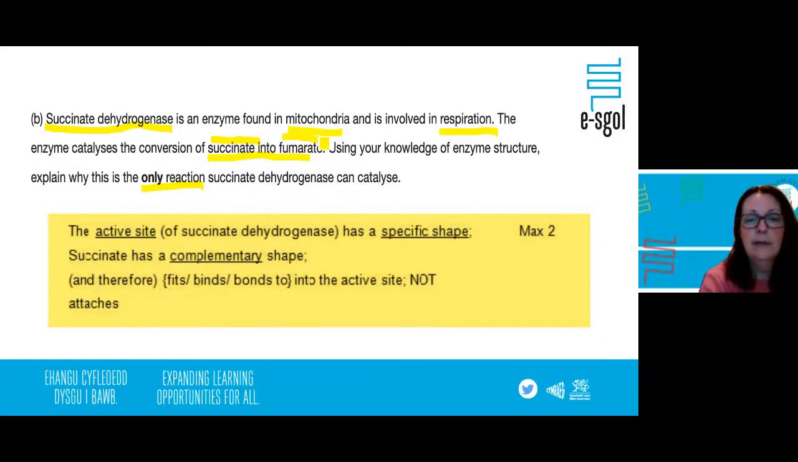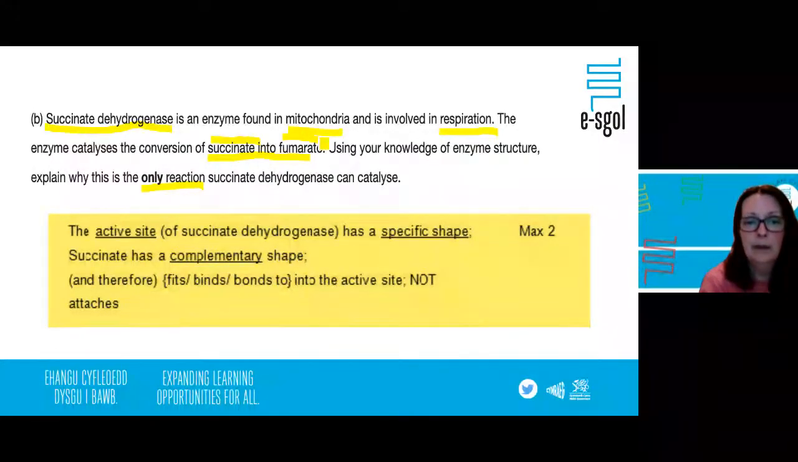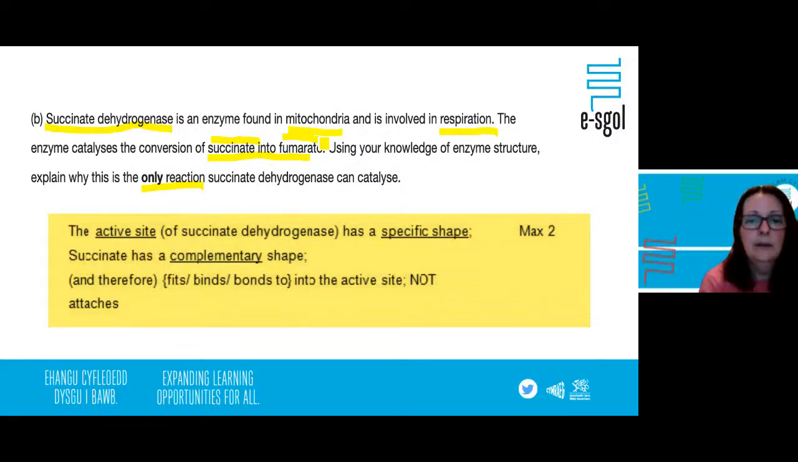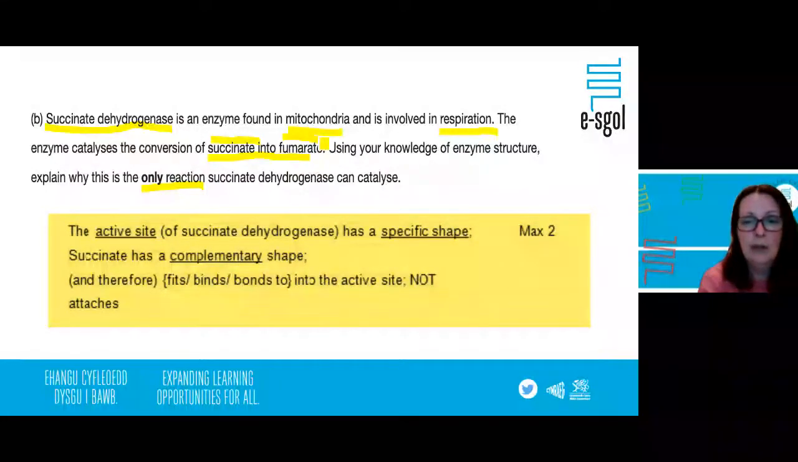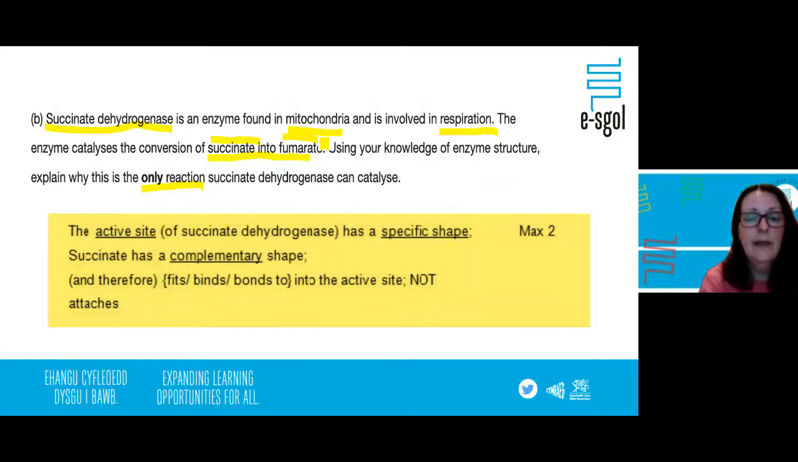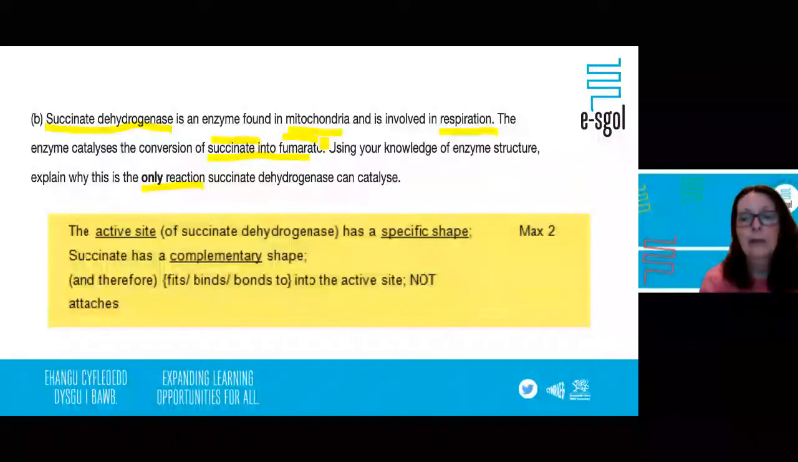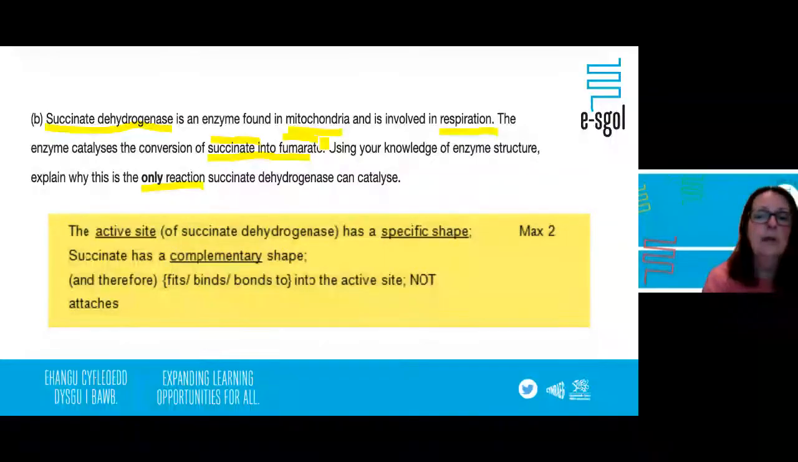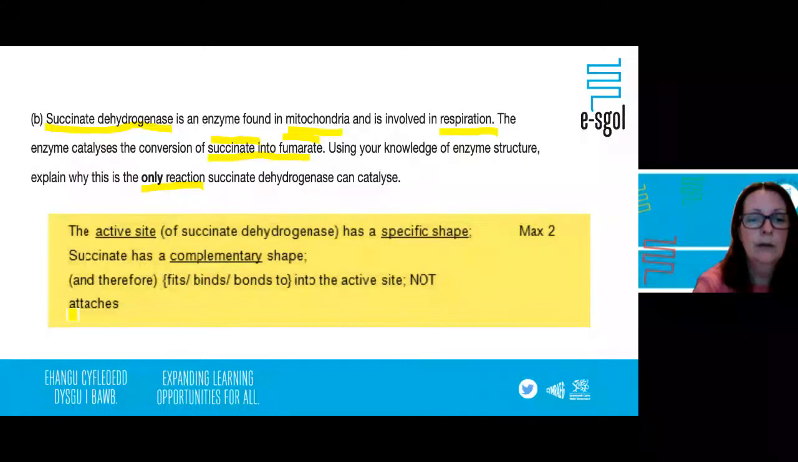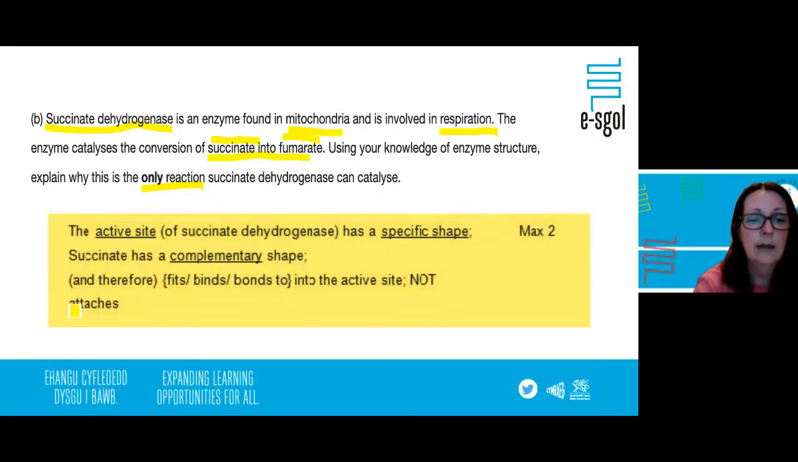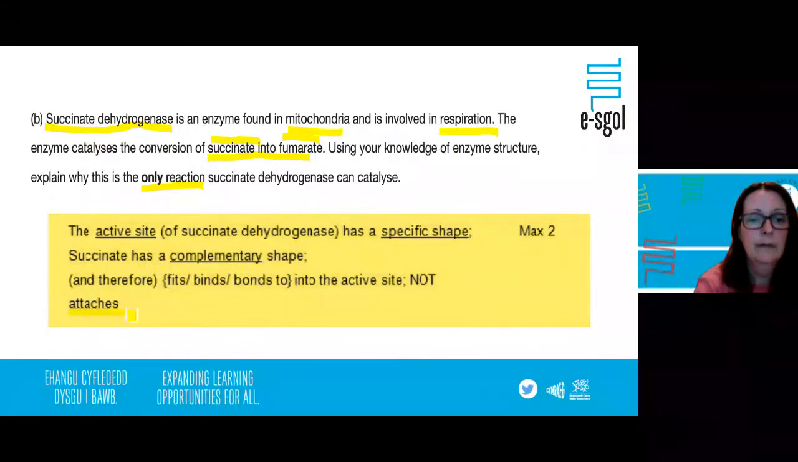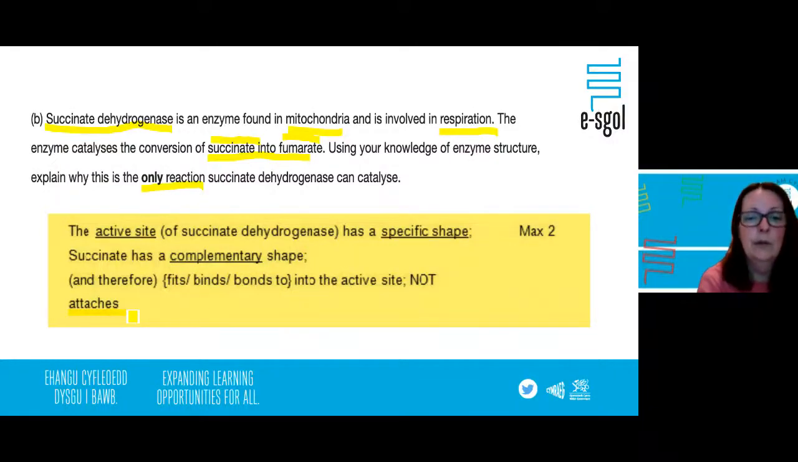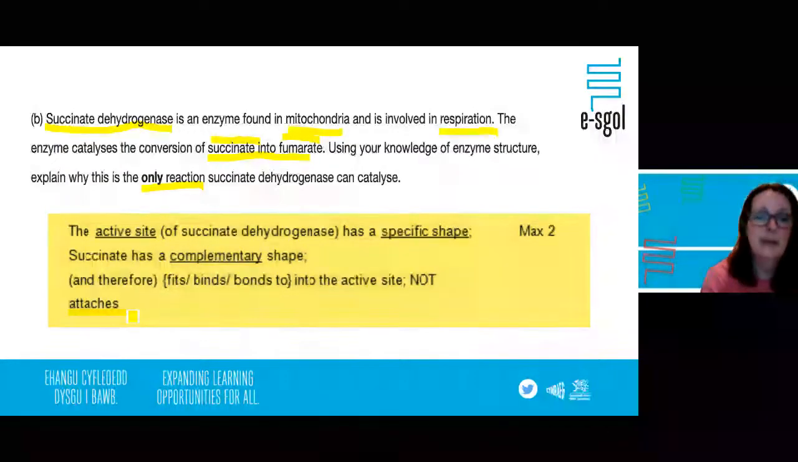So the active site of the enzyme is very specific, and the substrate has a complementary shape, and therefore it fits into the active site. And very specifically here you can see on the mark scheme that it tells us not to use the word attach. Okay, so we must use the word fit or bond or bind there.